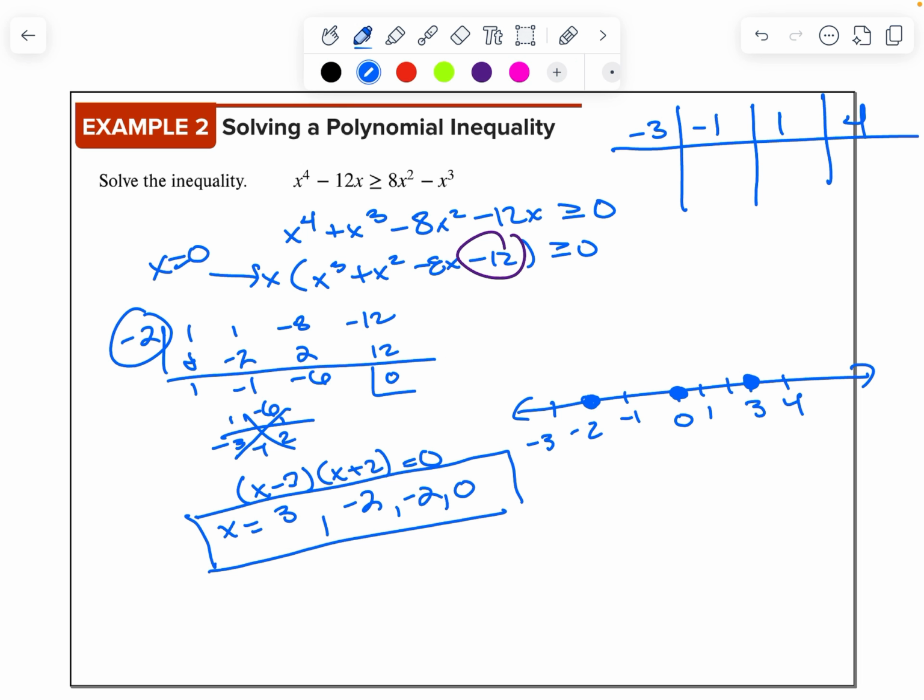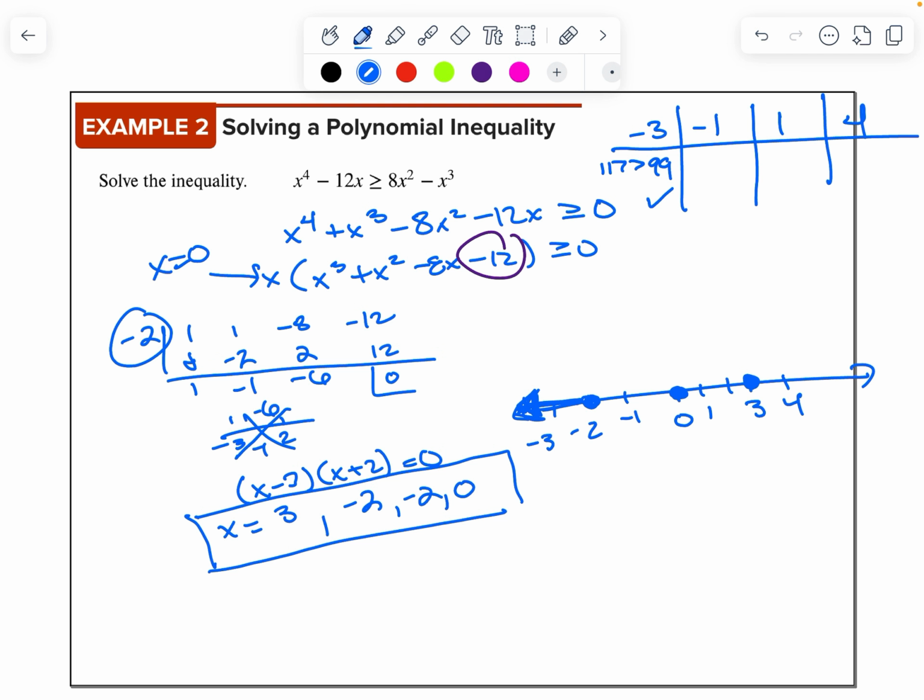All right, let's say I sub a negative 3 into my original equation. Again, I'm going all the way back to here. I'm going back to the original when I sub it in. That just ensures that I am not making a mistake. Negative 3 to the 4th minus 12 times negative 3 is 117 is greater than 8 times negative 3 squared minus negative 3 to the 3rd. That's a 99. Is 117 greater than 99? Yes, it is.